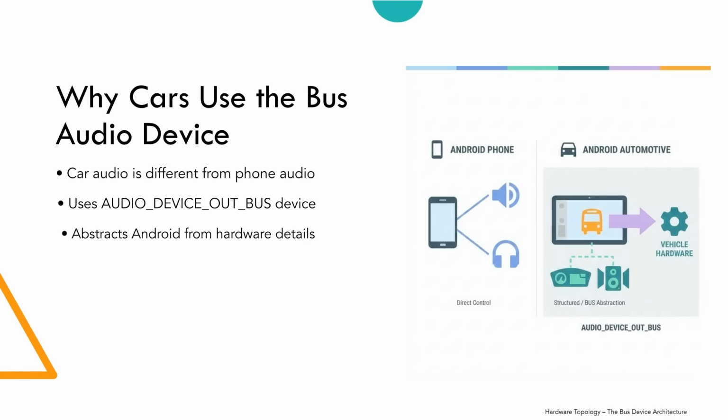In a standard Android phone, the system manages speakers and headphones directly, without much abstraction. In a car environment, however, the architecture is very different and more structured. Android Automotive uses a specialized output device type called audio_device_out_bus to communicate with vehicle audio hardware. This bus-based approach allows Android to remain generic, while the vehicle controls the actual sound paths.